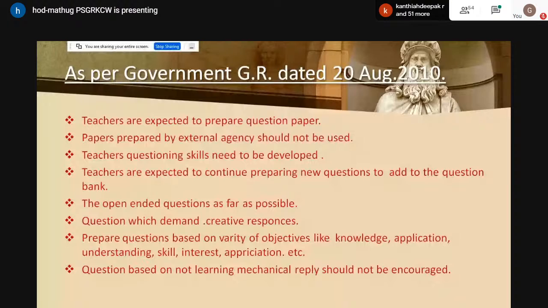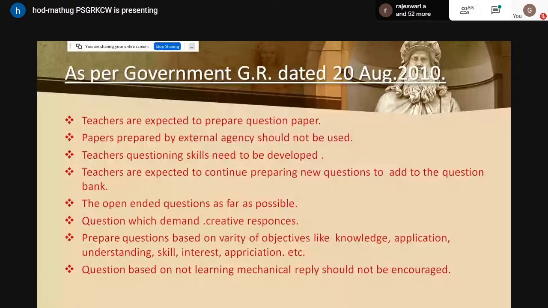Then questions which demand creative responses, that you have to do. Then you have to prepare questions based on a variety of objectives like knowledge, application, understanding, skill, appreciation, etc. Questions based on mechanical learning and reply should not be encouraged. So what are open and closed-ended questions? A closed-ended question can be answered with a single word or a short phrase. An open-ended question is likely to receive a long or multiple answers.